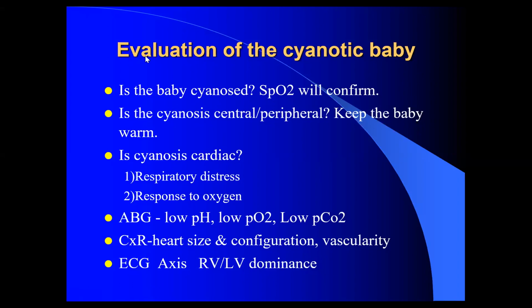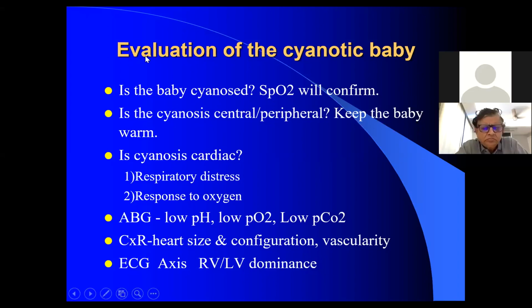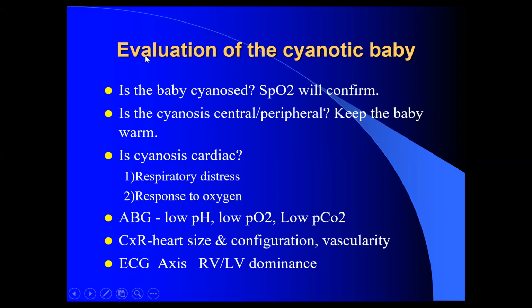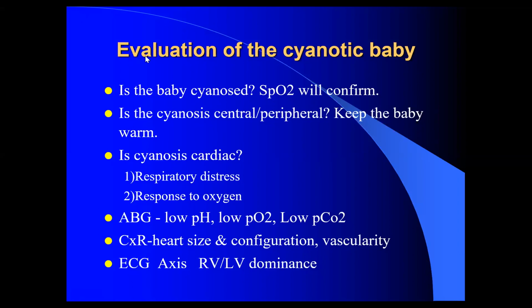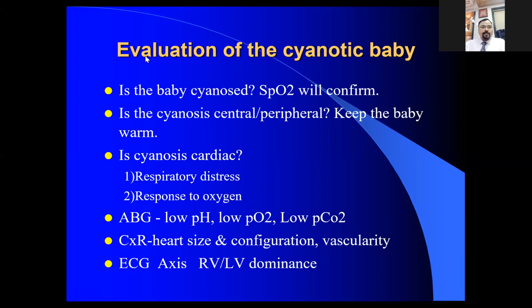So if you see respiratory distress, then it's usually respiratory cause. And see the response to oxygen by hyperoxia test. What is hyperoxia test? Give 100% oxygen for 5 to 10 minutes and then check ABG. If your PO2 is more than 300, then it's respiratory. If your PO2 is less than 150 millimeter of mercury, then it's cardiac. ABG will show low pH, low PO2, low PCO2 in cardiac cause.